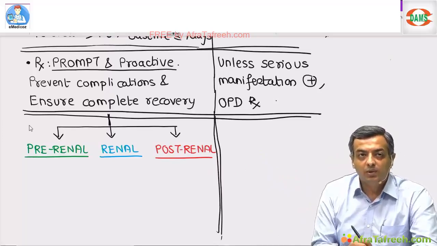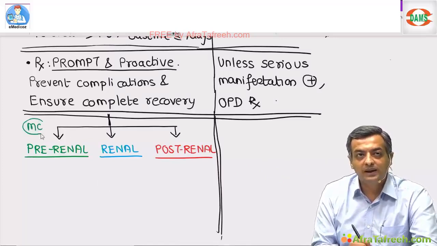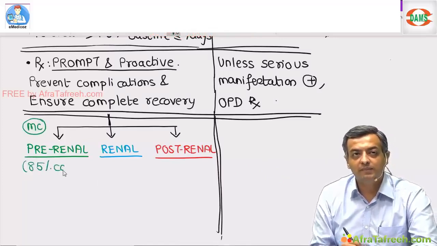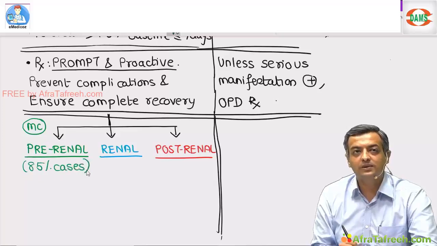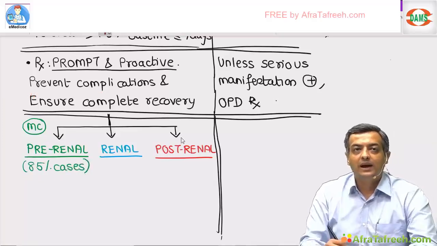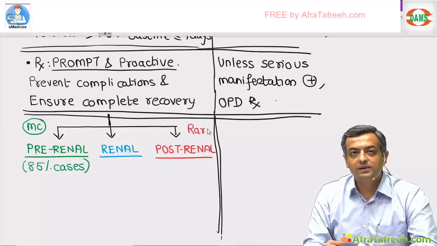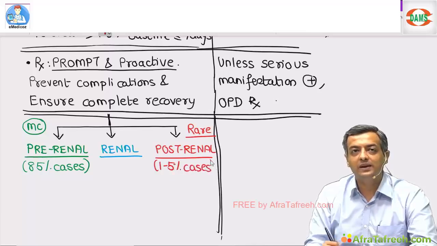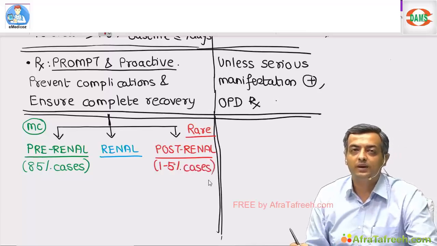Among the 3, most common is the pre-renal, almost 85% of the cases, and least common is the post-renal, because only 1 to 5% of cases are going to be post-renal.